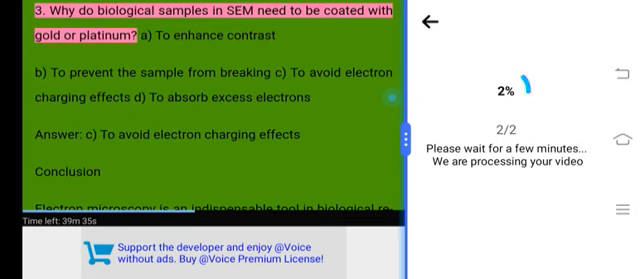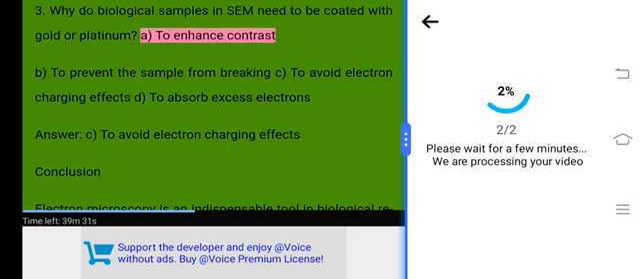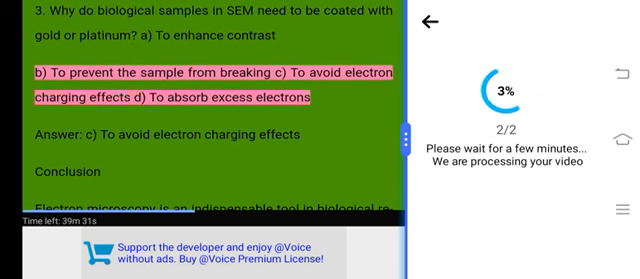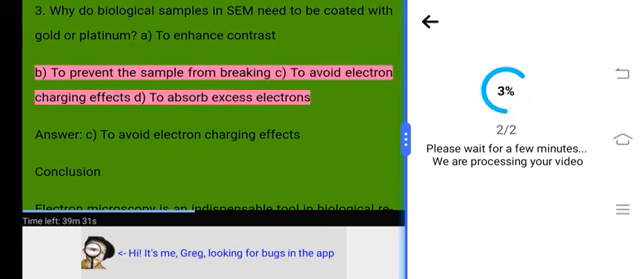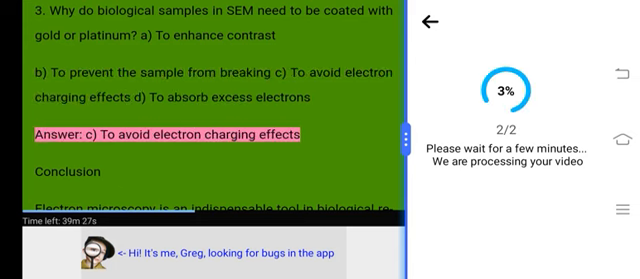3. Why do biological samples in SEM need to be coated with gold or platinum? A. To enhance contrast. B. To prevent the sample from breaking. C. To avoid electron charging effects. D. To absorb excess electrons. Answer: C. To avoid electron charging effects.